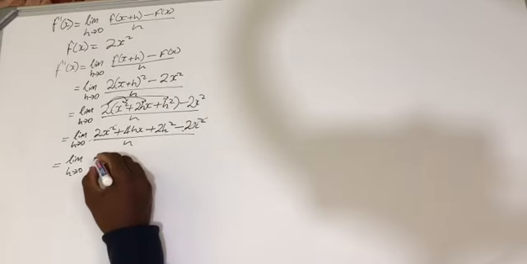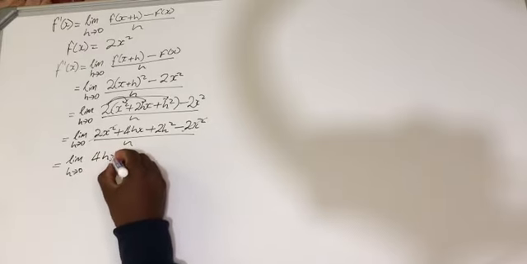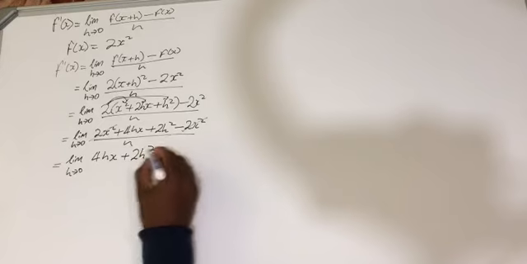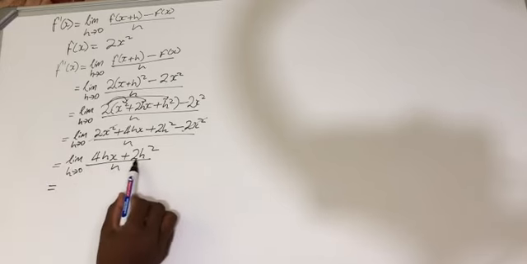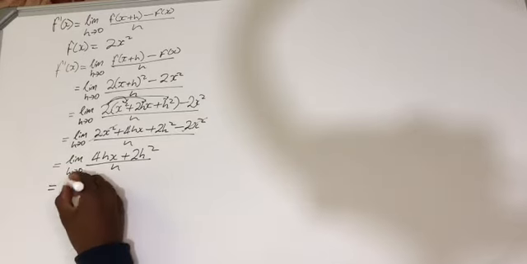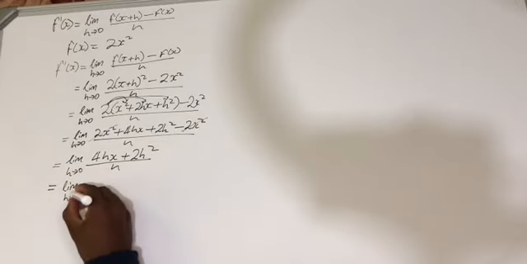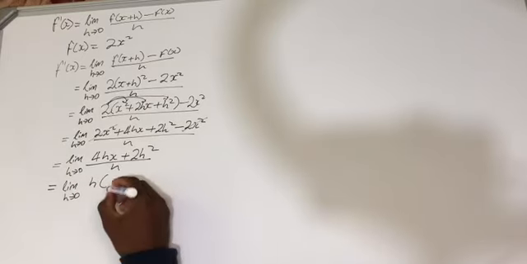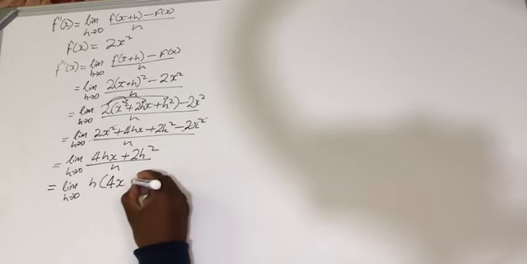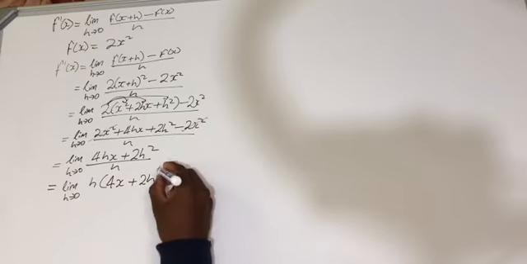What we are left with is 4hx + 2h² over h. I hope everyone can realize that h is a common factor here. h appears on this side and also this side, so one is allowed to take out h as their common factor. You maintain your limit as h approaches 0. Let's take that h as our common factor, and you're going to have h times (4x + 2h) over h.